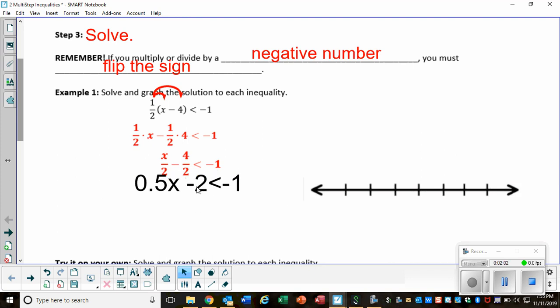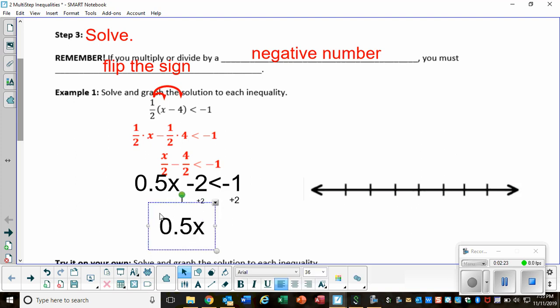Now I just go ahead and solve. I'm going to add 2 to both sides, so plus 2 and plus 2. Sorry guys, technical difficulties. So I get 0.5x is less than 1.